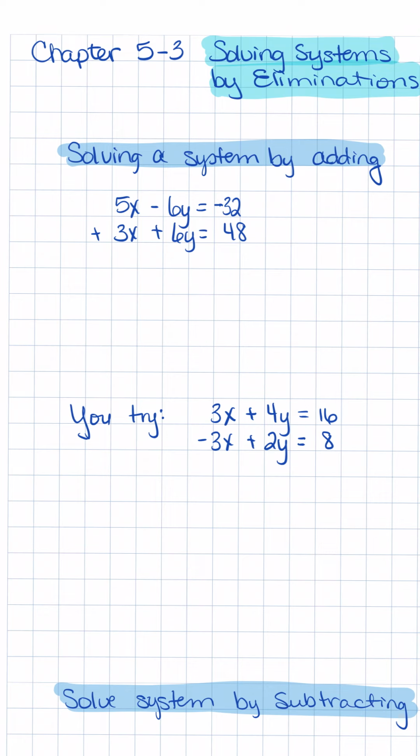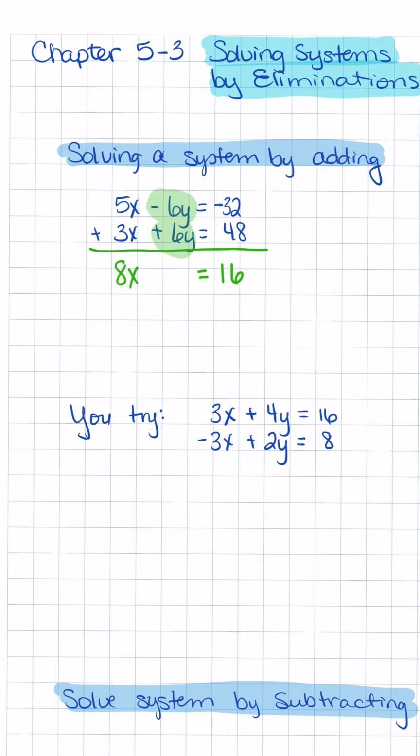So since the coefficient of y, -6, and the coefficient of this y, +6, are additive inverses, add to eliminate. So if we were to add these, we get 5x plus 3x equals 8x. And then this turns into 0. -6y plus 6y equals 0. And that's going to equal -32 plus 48, which is 16.